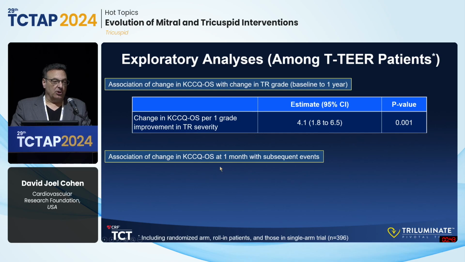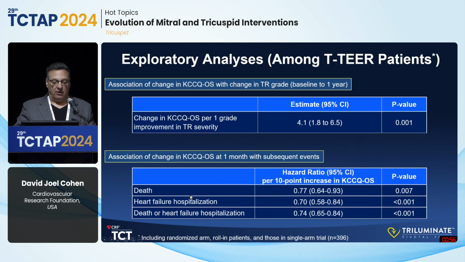Similarly, we looked at the association of the change in the KCCQ among patients who underwent tricuspid clipping at 1 month, and the relationship between this and subsequent events. What we saw here is, regardless of which event we looked at, whether death, heart failure hospitalization, or the composite of death and heart failure hospitalization, those patients who improved the most at 1 month had the best outcomes with respect to clinical benefits. So again, this points to the fact that these patients who are experiencing changes in their KCCQ are experiencing obviously biologically relevant changes in their health.